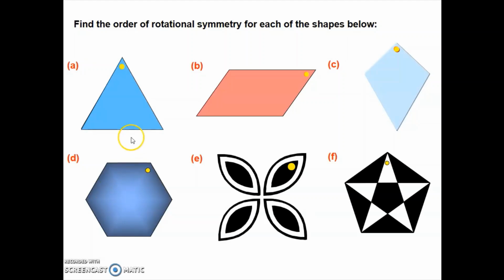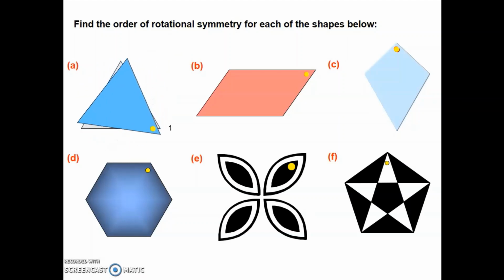The order of rotational symmetry refers to how many times a shape would look like itself during a 360-degree rotation around its center. So if I was to rotate this equilateral triangle 360 degrees, how many times would it look exactly the same? Let's have a little look.